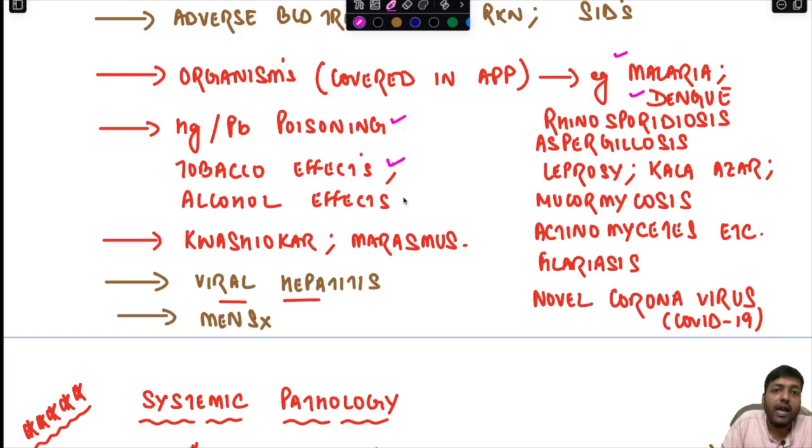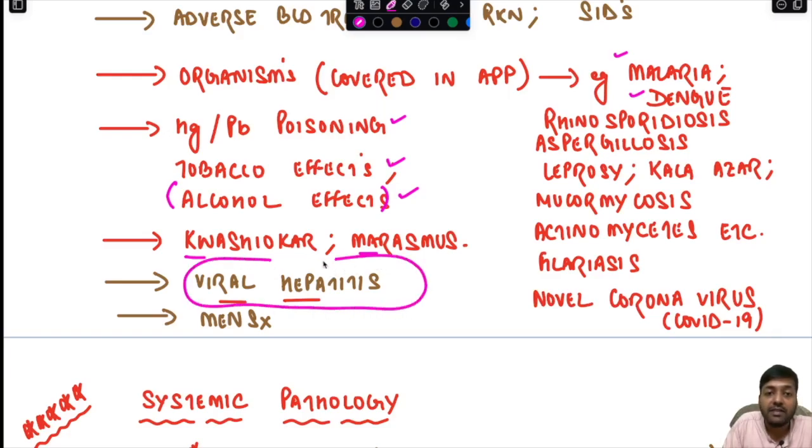Tobacco effects, alcohol effects, the effects of alcohol. This has been covered in alcoholic liver disease also. Kwashiorkor and marasmus, that is malnutrition. Viral hepatitis, again very, very important. This has been missed in the systemic disorders list that I have shared in the group. So remember, viral hepatitis is very important.